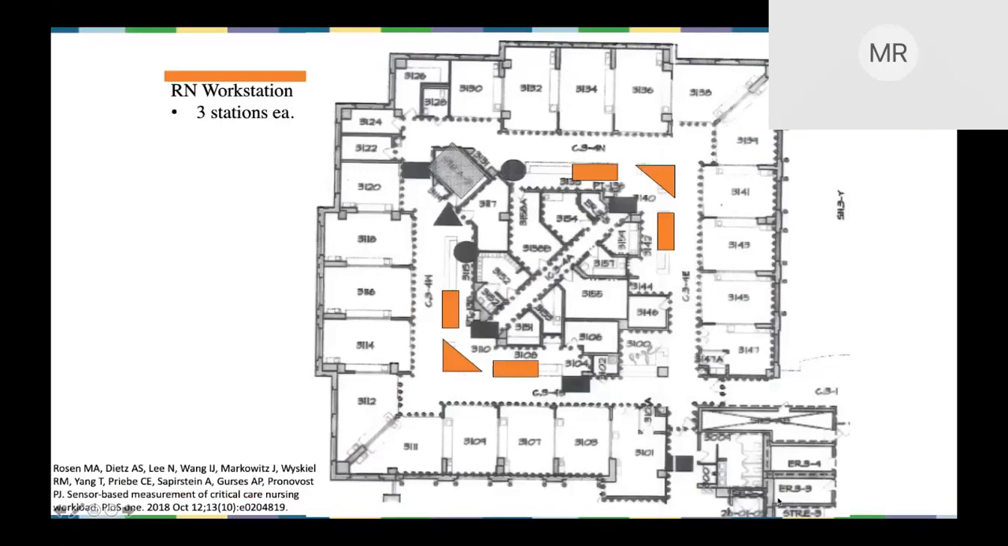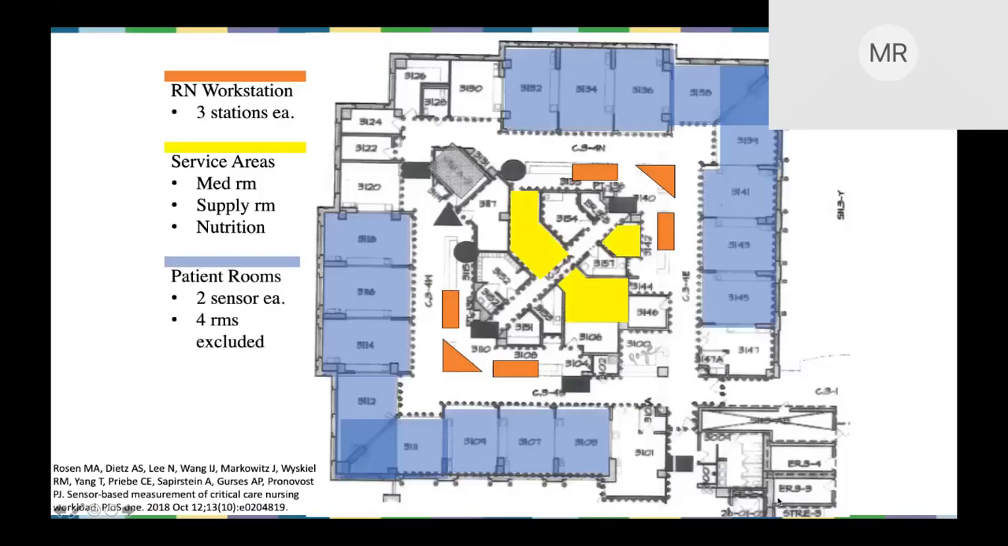There's 2 main nursing workstations, 3 little desks at each side. The areas in the middle are a medication room, a supply room, and a nutrition room, and then there were sensors in all of the surrounding physical rooms. The non-sensored rooms at the bottom right were isolation rooms, which we didn't use for logistical reasons, and the top left were our office spaces and overflow rooms that didn't get used for patient care. So everything else was kind of off the grid.